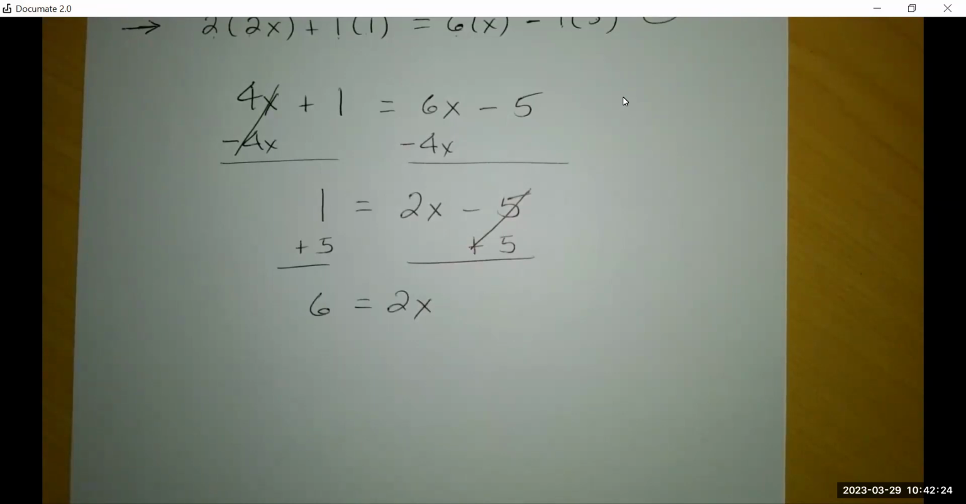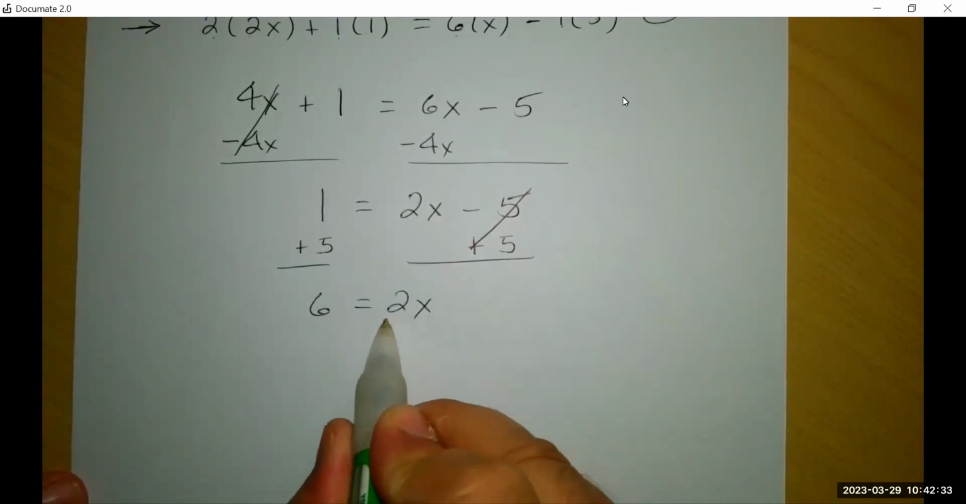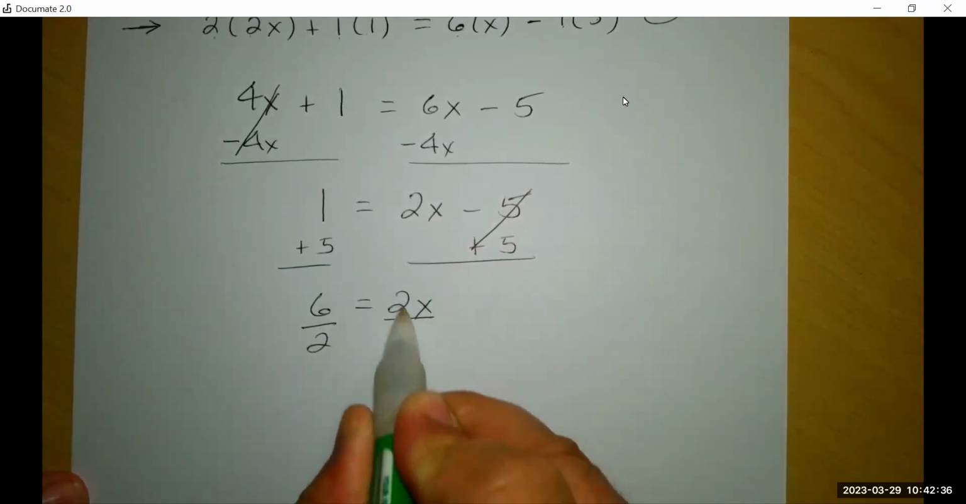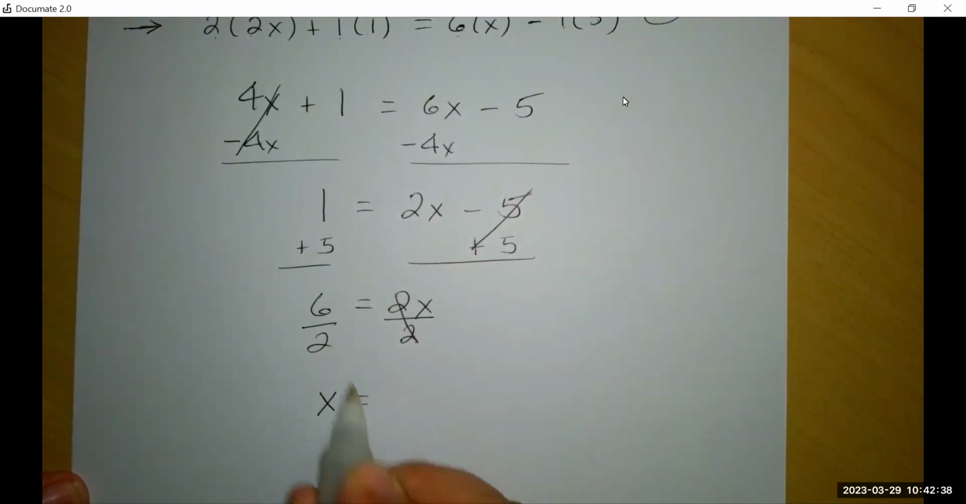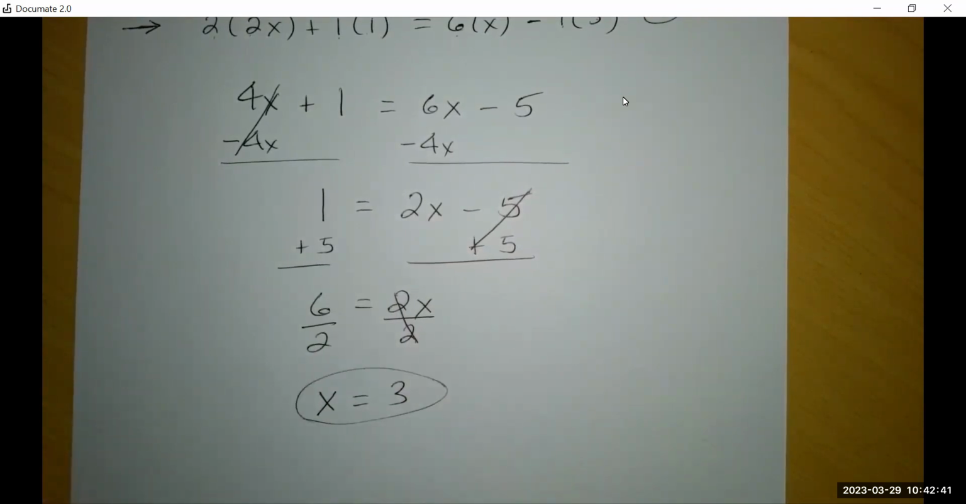One more step. What's the last step? Yeah, divide both sides by 2. So x is equal to 3. And you check your answer. What do y'all think? Kind of, sort of?